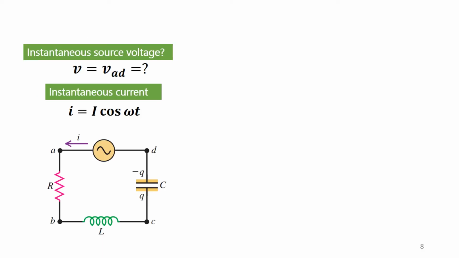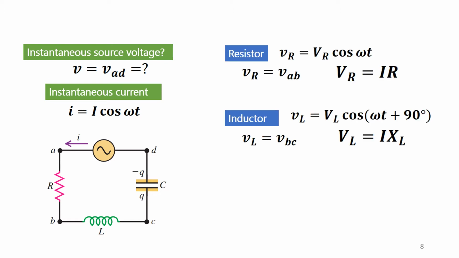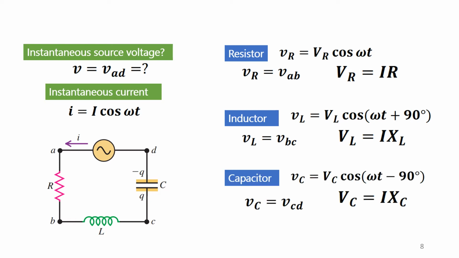For consistency's sake, we use a cosine modulated current. We also recall that voltage across the resistor should be in phase with the current, and the voltage across the inductor should lead the voltage across the resistor by 90 degrees. For the capacitor, the voltage across the capacitor should lag the voltage across the resistor by 90 degrees.